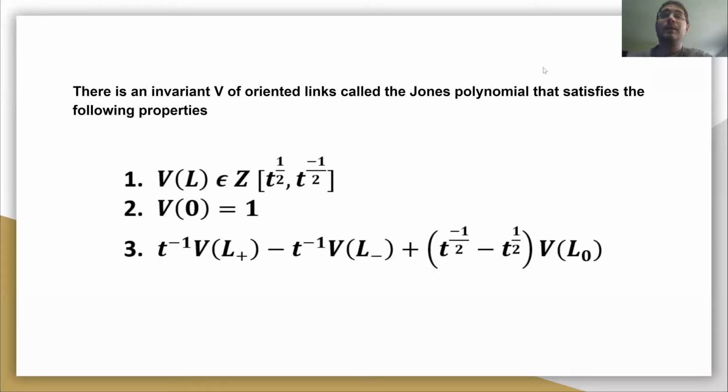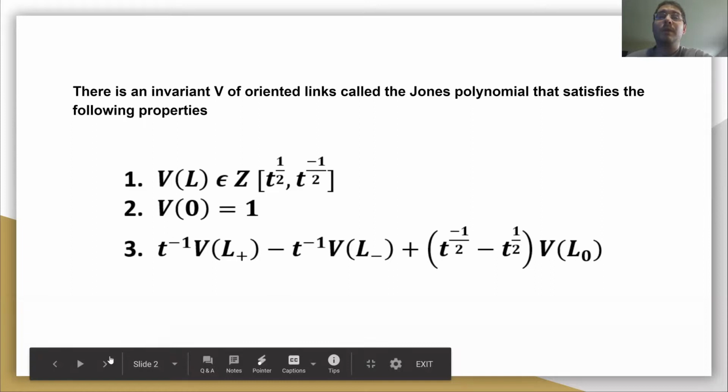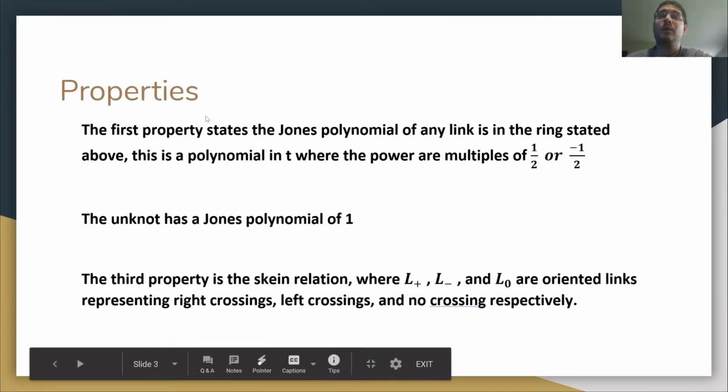Let's now take a look at the Jones polynomial. There is an invariant V of oriented links called the Jones polynomial that satisfies the following properties. So we have to meet these three properties. Those three properties are explicitly stating the first one.